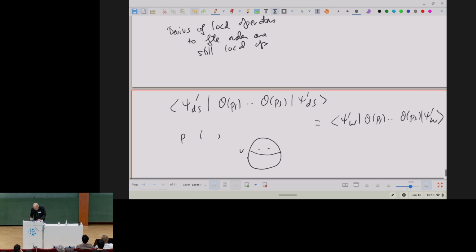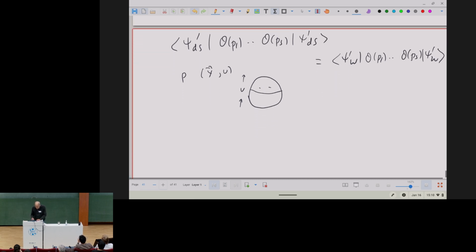Let U be a coordinate that vanishes on the equator. It's positive above and negative below. And then there's some other coordinates I'll call Y. So you could consider a general point on the sphere labeled by Y and U. If the P's are at U equals 0, then this statement holds. But we could replace O by any derivative with respect to U.